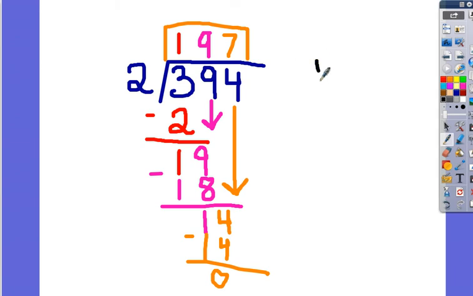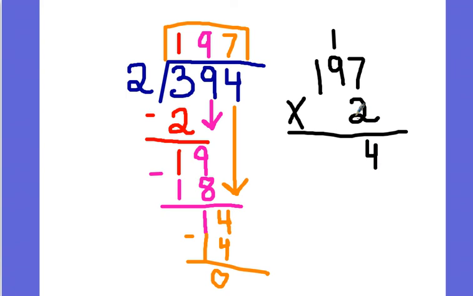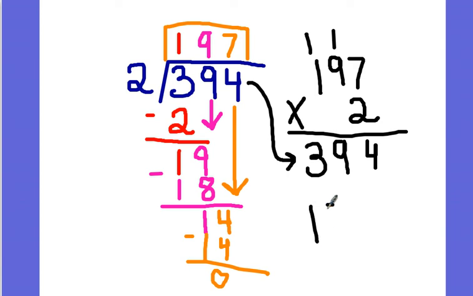Now I'm going to come over here and check my work. So I'm going to take 197 times 2. Okay, and see how that goes. 7 times 2 is 14. 9 times 2 is 18 plus 1 is 19. 2 times 1 plus 1, so 2 plus 1 is 3. So we have 394. Is that what I started with? Yes, so I know that that answer is correct. So my answer for number 2 is 197. Okay? Alright, let's do another one.